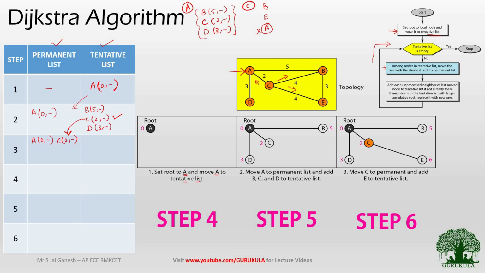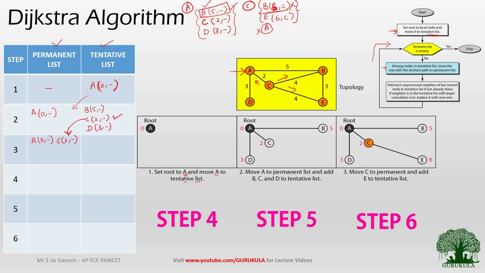So via C, A can reach B with the cost of 6. This is the first entry that we will get. And then A can reach E with the cost of 6 via C. So these are the two entries which I need to move to the tentative list. But for B, we already have an entry with the lowest cost. So we will keep the previous entry, not this one, because this entry costs us more. So this entry need not be considered. We will go with the previous entry itself.